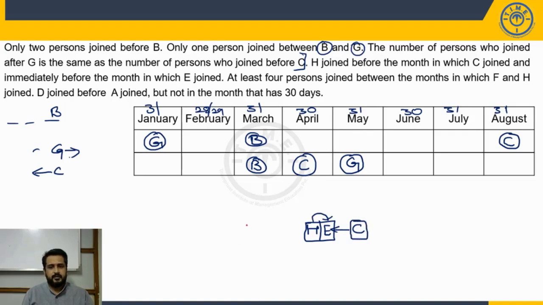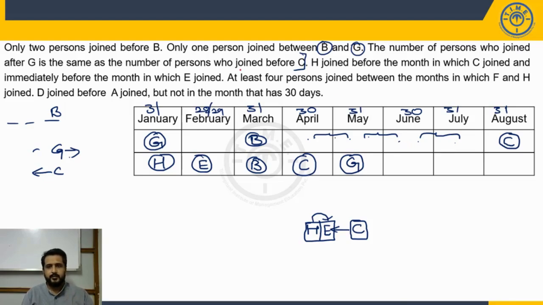Okay. Now if you look at case 1, H and E in consecutive positions. H, E may be here, H, E may be here. But in this case, H and E have to be only in these two positions, January and February. And H is placed before C. It is not violating any conditions. And C is here. H and E can be in these two positions. In any case, it is not violating basic rules.